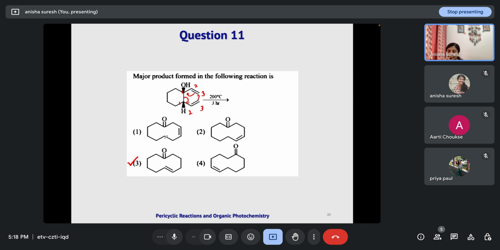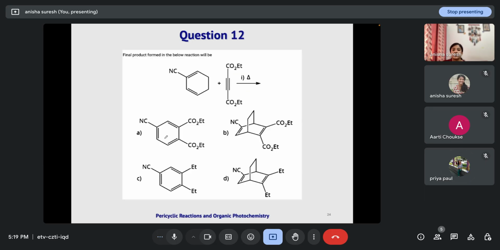Is it clear? Yes, ma'am. Okay. Now coming to the next question. The final product formed in the below reaction will be. So this is the starting material, and under thermal condition it will undergo some reaction giving one of these as a major product. So what is the final product that is formed in this reaction? Please try to work it out.